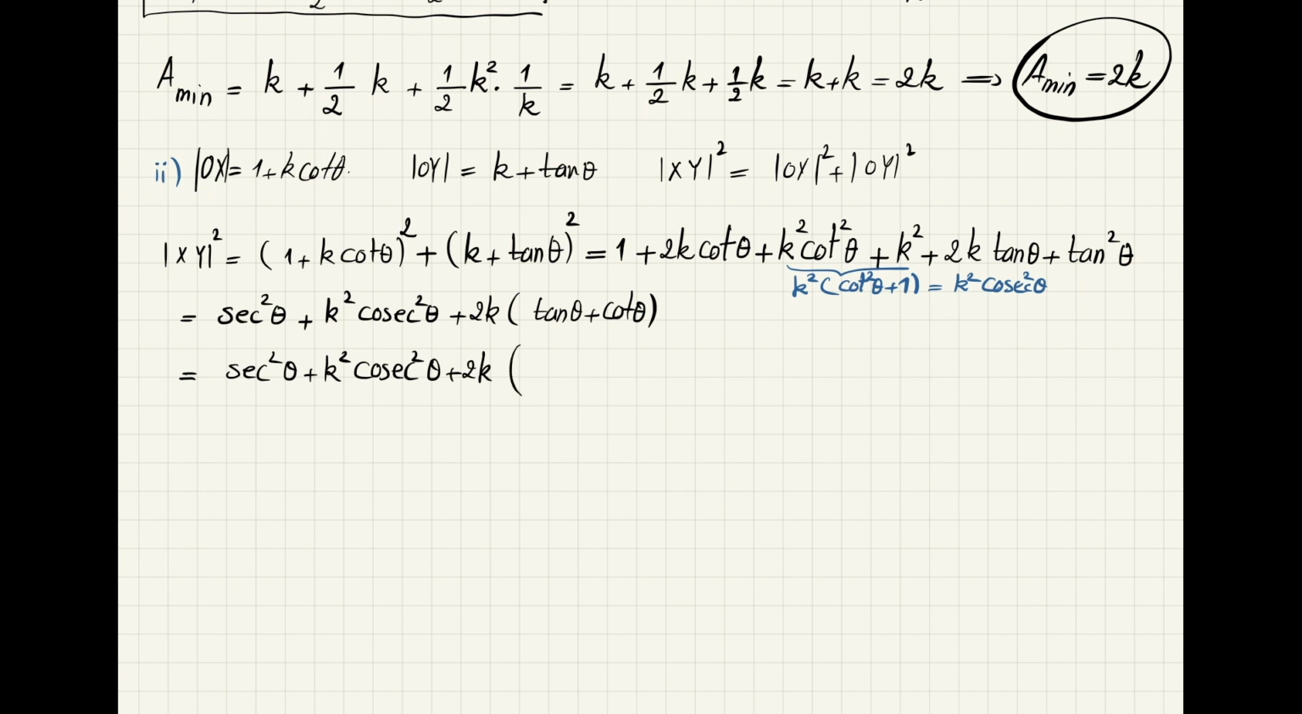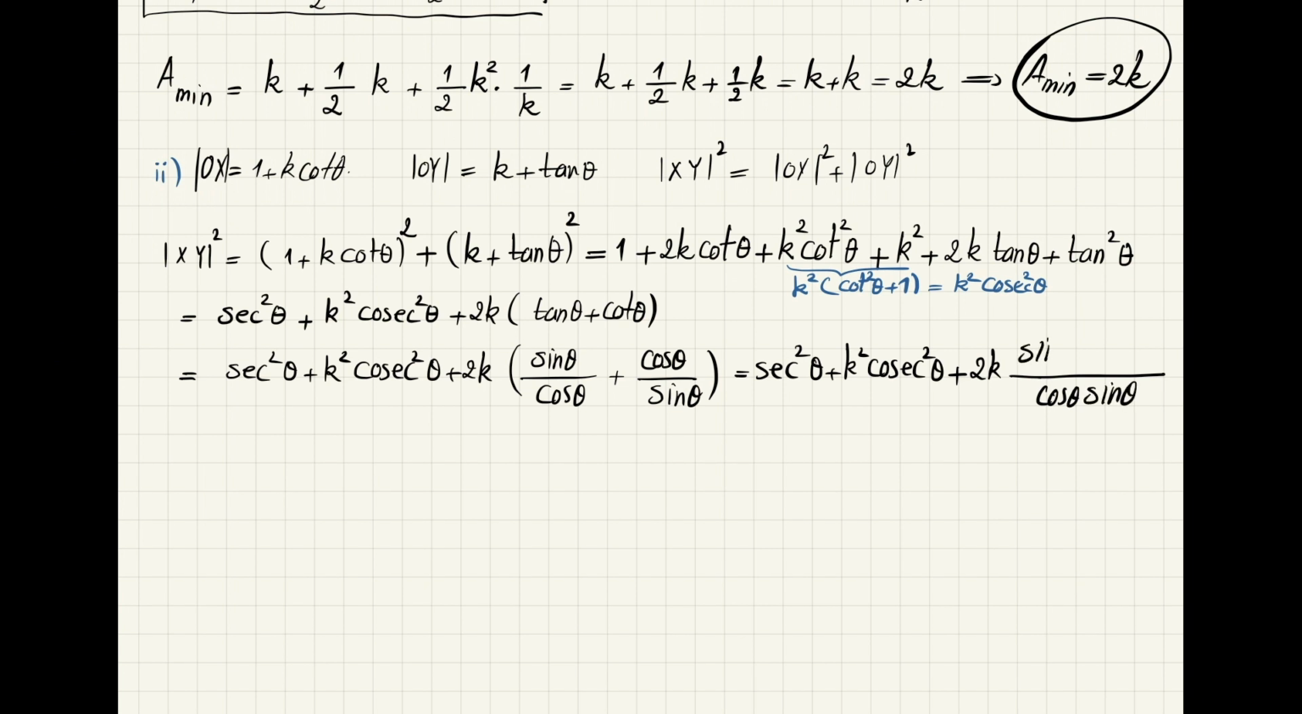And now I can write, instead of tangent, I can write sine over cosine. And instead of cotangent, I can write cosine over sine. Yes, so this becomes secant to the 2 theta plus k squared cosecant to the 2 theta plus, okay, I can take the common denominator. So the common denominator is cosine theta sine theta. Then it becomes sine to the 2 theta plus cosine to the 2 theta, which of course is 1. So it becomes secant to the 2 theta plus k squared cosecant to the 2 theta plus 1.